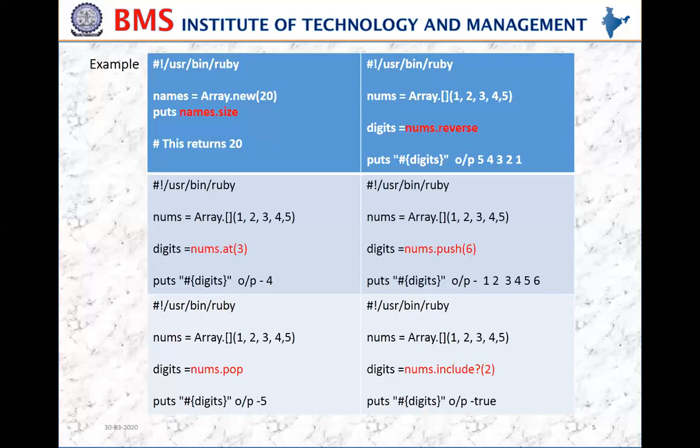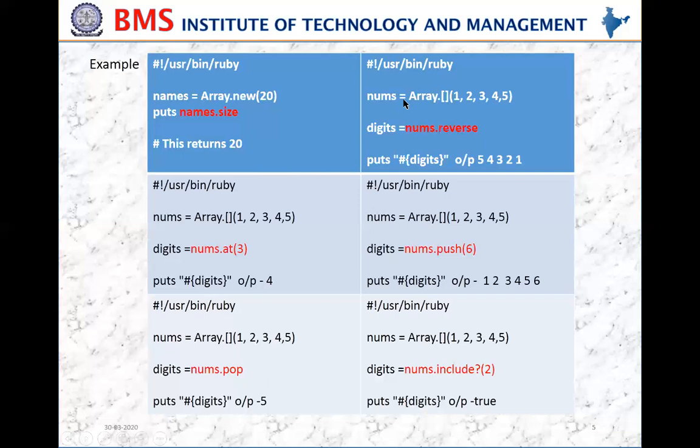Let's say it is names. Now names is an array variable, and I just print its size. So puts names.size. This will give you the size of the array, that is 20.